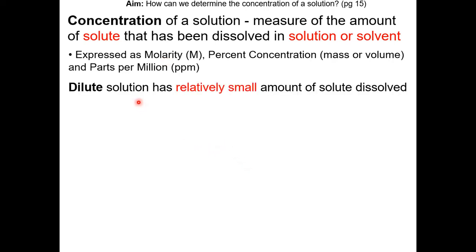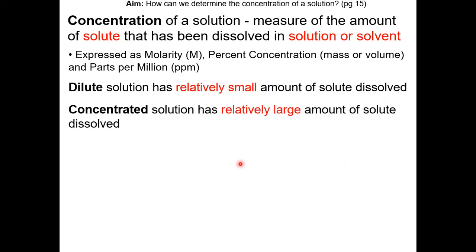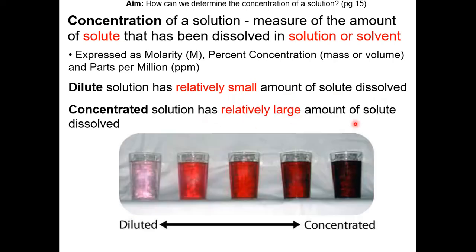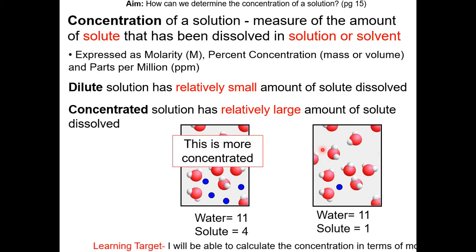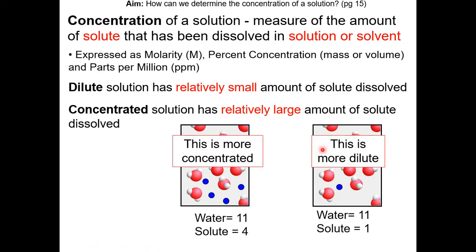When a solution is dilute, it has a relatively small amount of solute dissolved. When a solution is concentrated, it has a relatively large amount of solute dissolved. Here's a diagram showing a diluted and concentrated solution. Here's another diagram showing a concentrated solution versus a dilute solution.